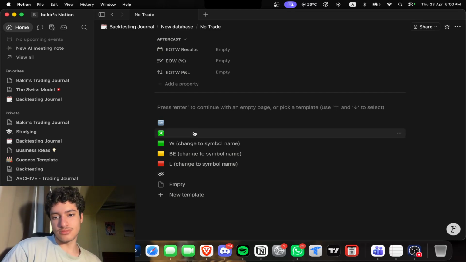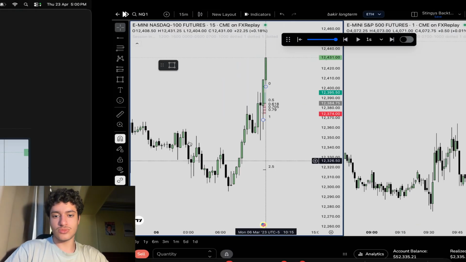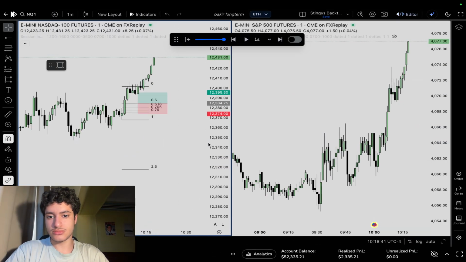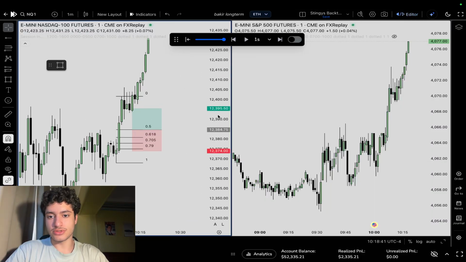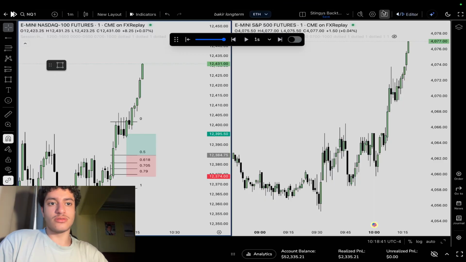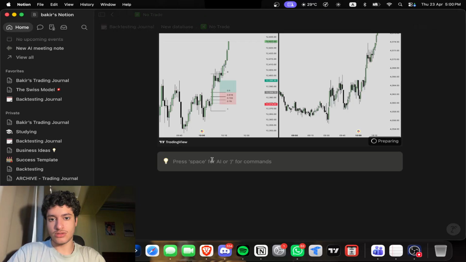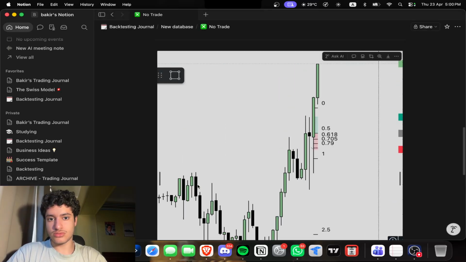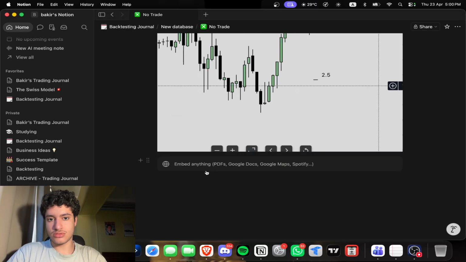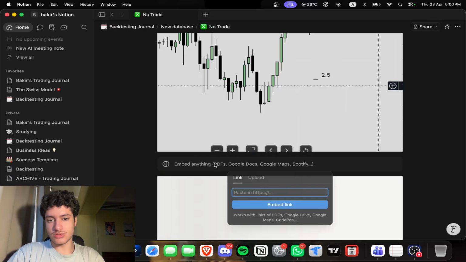Who tilts on backtesting? This is no trade. Guys, take a screenshot of the trade, or the lack of trade. Bro, I'm lost. Oh shit. How do I delete this?